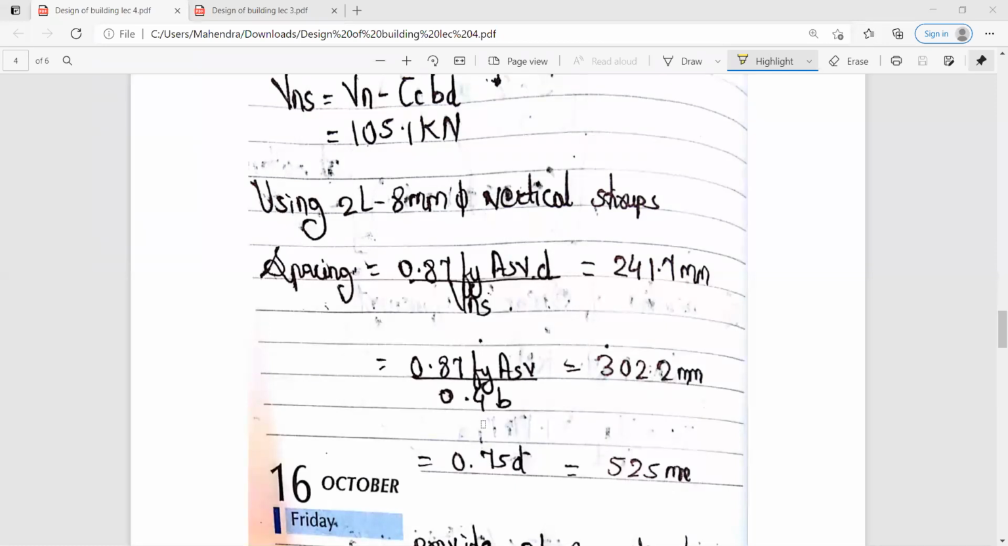And here the last value is 300. So ये चारों में से जो भी value कम आएगी, that value you have to consider for the spacing. After completing, let me know so that we can proceed further.